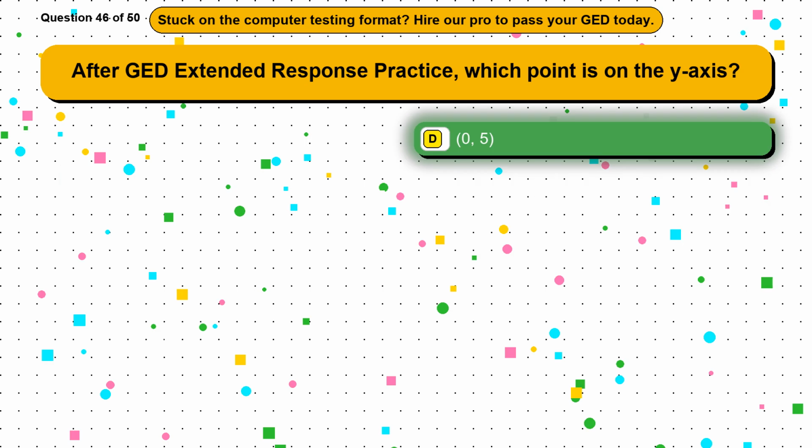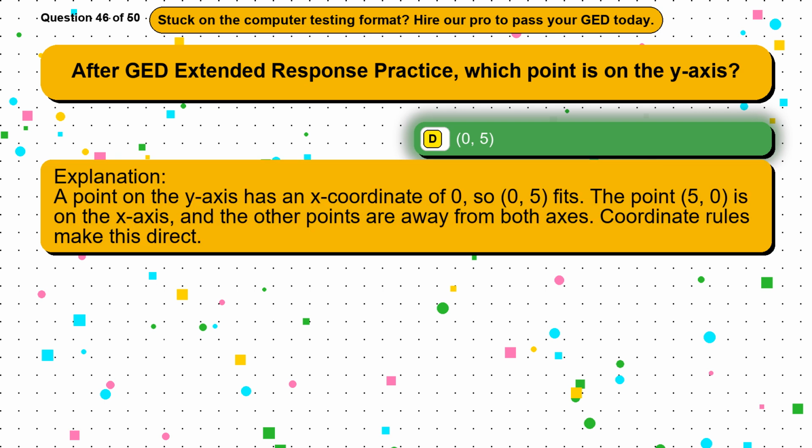The correct answer is option D, (0, 5). A point on the y-axis has an x-coordinate of 0, so (0, 5) fits. The point (5, 0) is on the x-axis, and the other points are away from both axes. Coordinate rules make this direct.